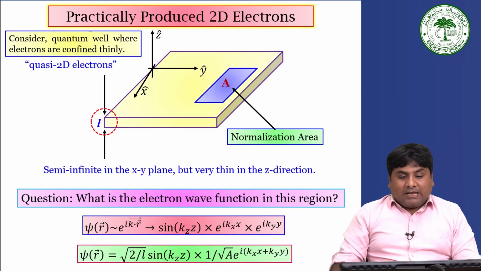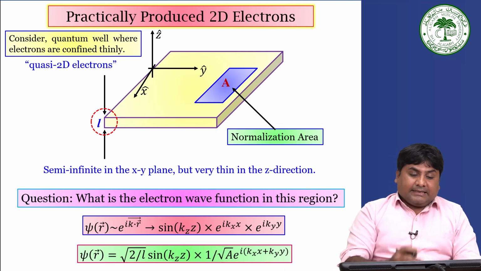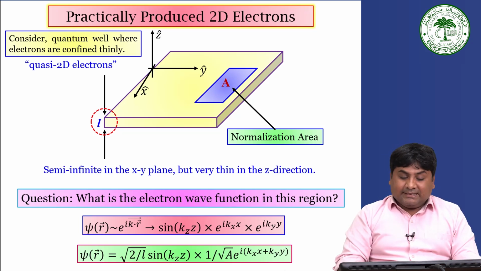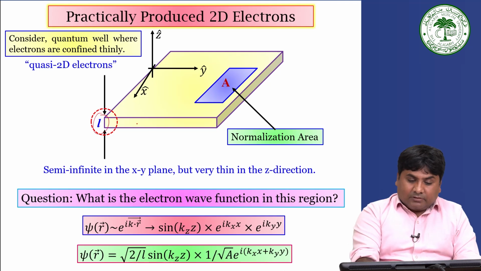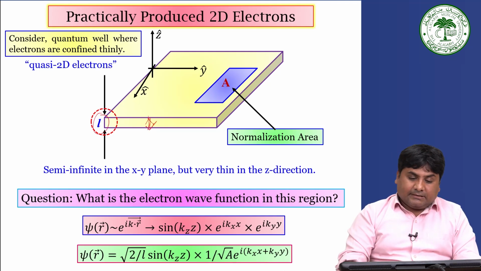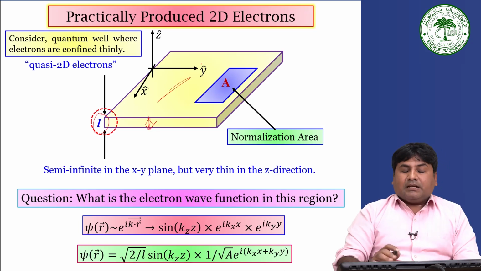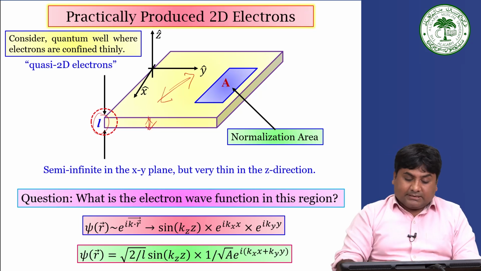Now another example of practically producing 2D electrons. In this case, we consider the quantum well where electrons are confined thinly. This is the length L, and your electron is confined in this direction, the z direction, and your electron can freely move in the xy plane.